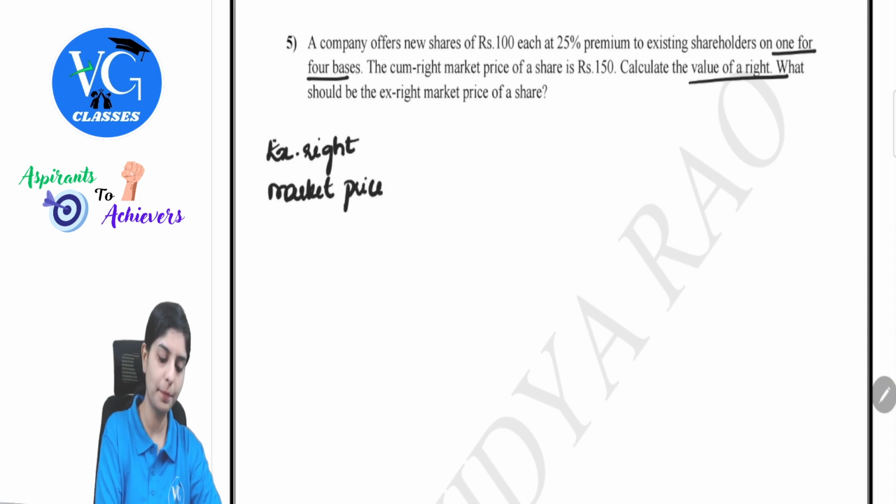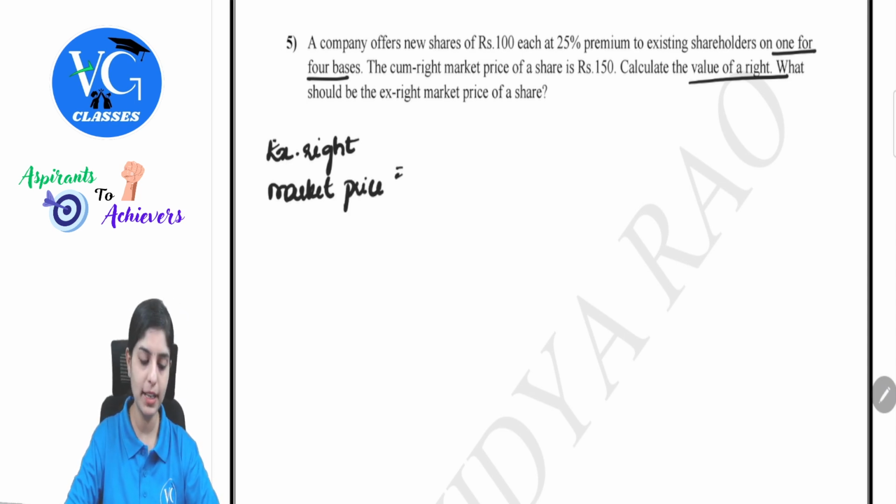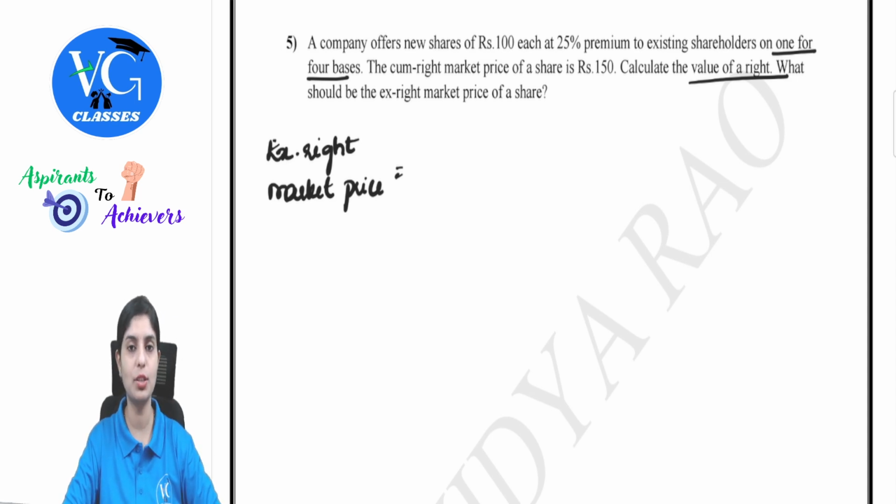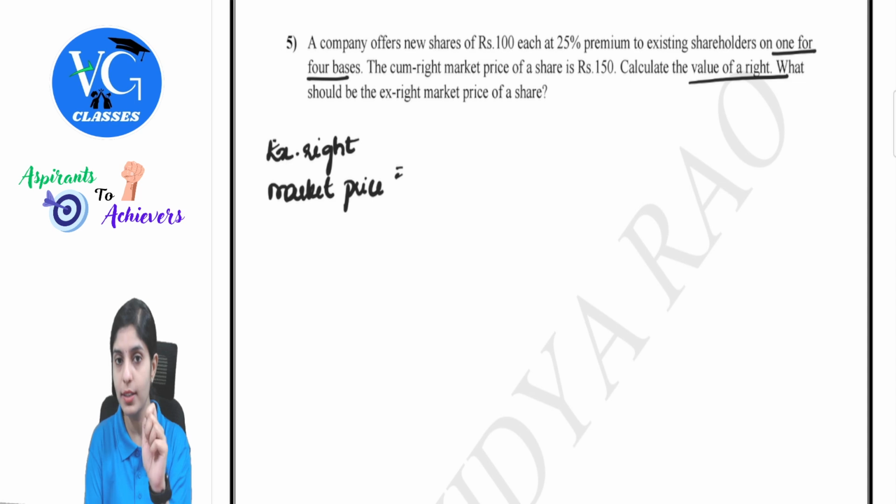We want cum-right market price into number of existing shares. Understand one thing: they are not mentioning the total number of existing shares, but they have given us the proportion in which the right shares would be assigned. So the offer to existing shareholders is 1 share for every 4 held. That means if they have 4 shares, they will get 1 right share. This is what is understood.